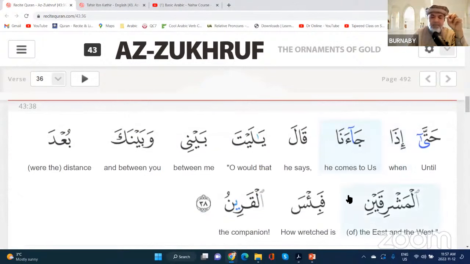Then what happens? They stay in this state of fake guidance hatta iza ja'ana, until he comes to us. Comes to us meaning when we die and stand in front of Allah. If we don't take heed right now, and we fall prey to this screen of ours and stay in a state of heedlessness and still think that we are guided, then a day will come that we will be standing in front of Allah subhanahu wa ta'ala, and what is he going to say?